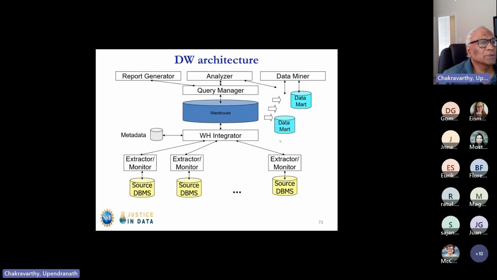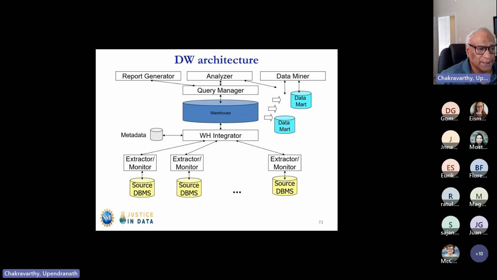So briefly, this is the kind of architecture that is typically used. What you need to understand is that there are multiple data sources. Most of them are DBMSs, but they could be different kinds of DBMSs. And there is a warehouse integrator, and there is some metadata associated with that for this to operate correctly. So you can think of this as a middleware, if you will. And then there is the actual data warehouse.